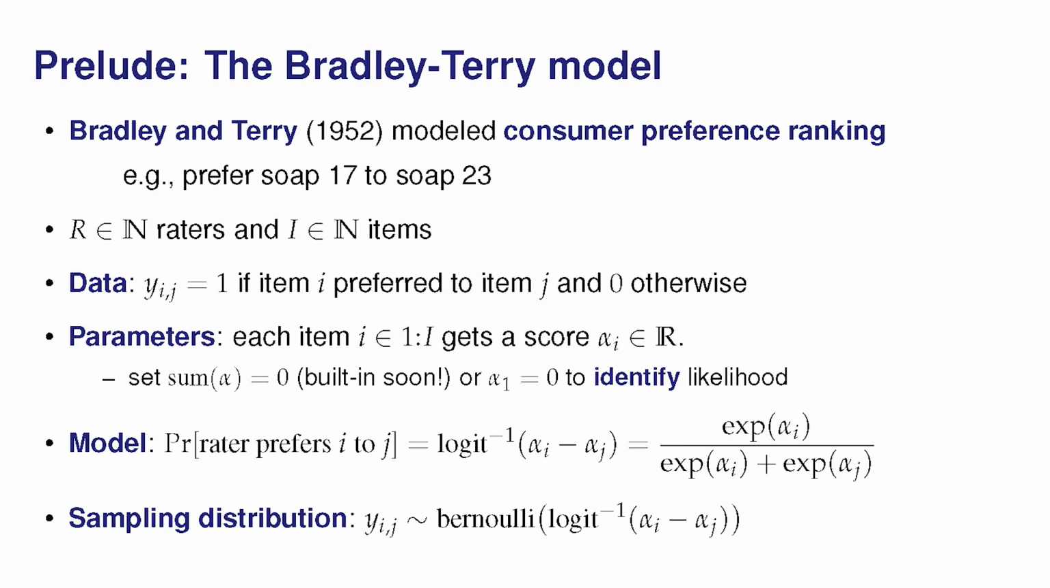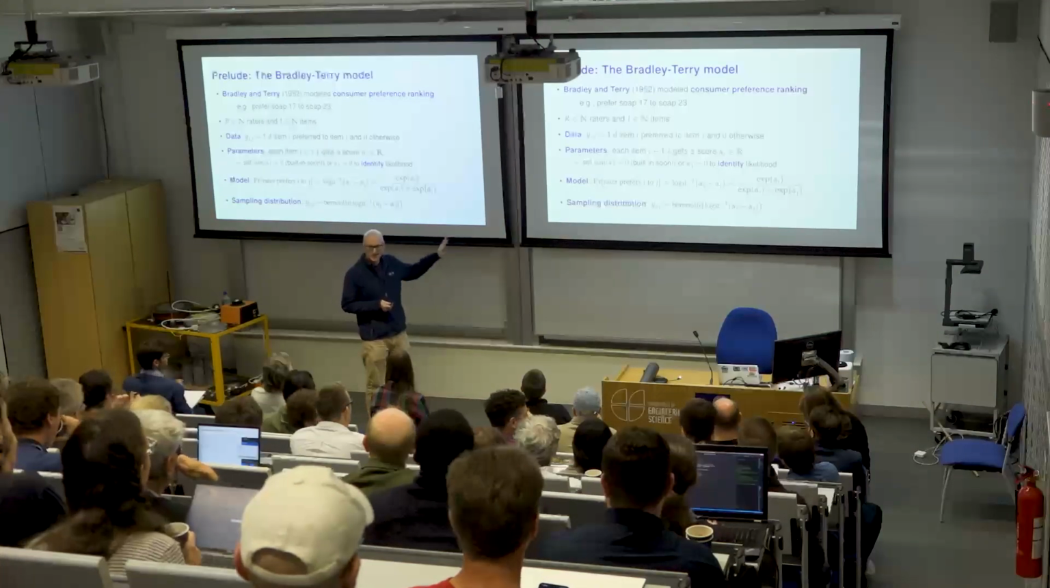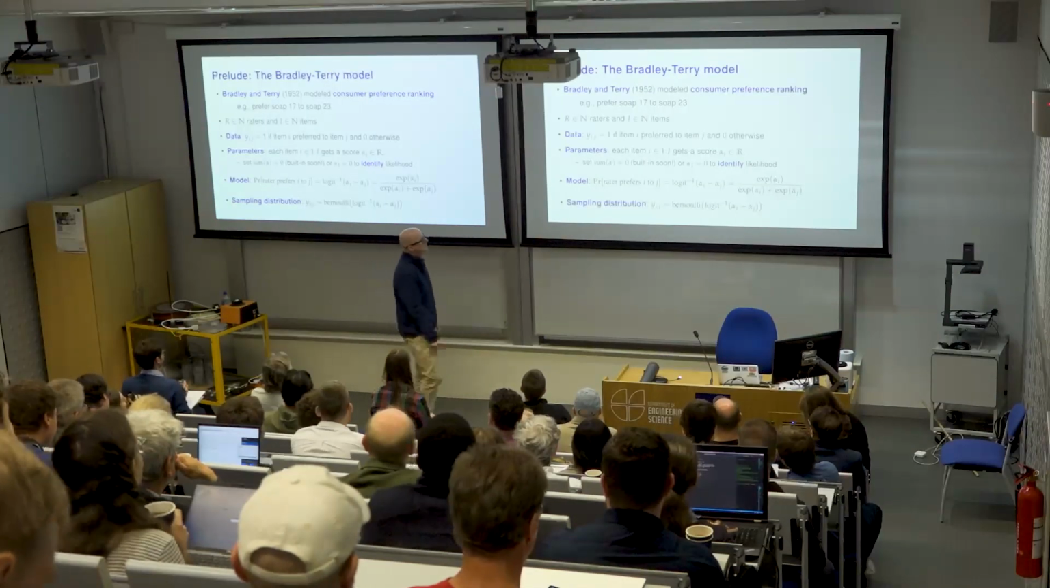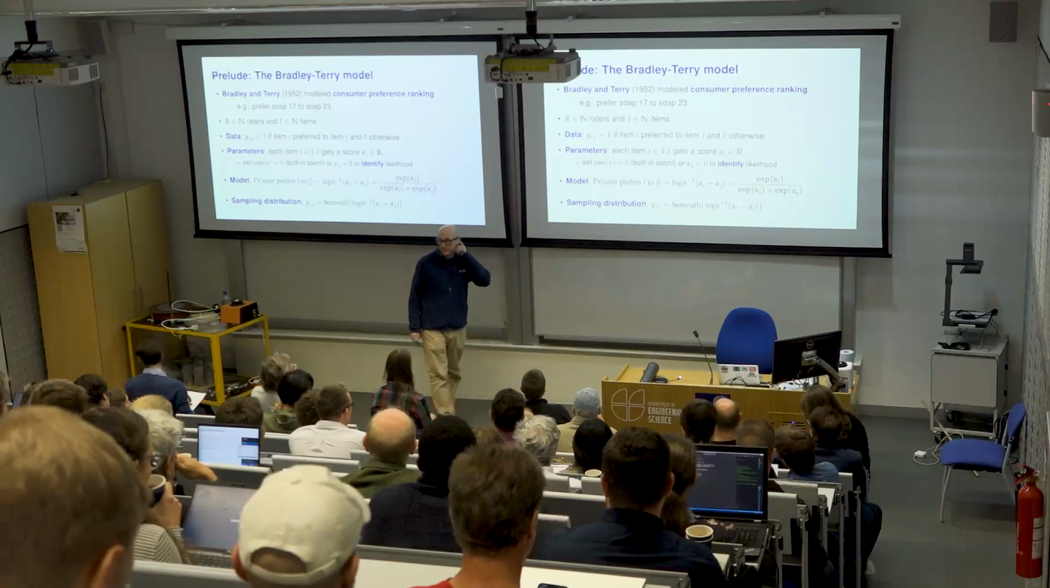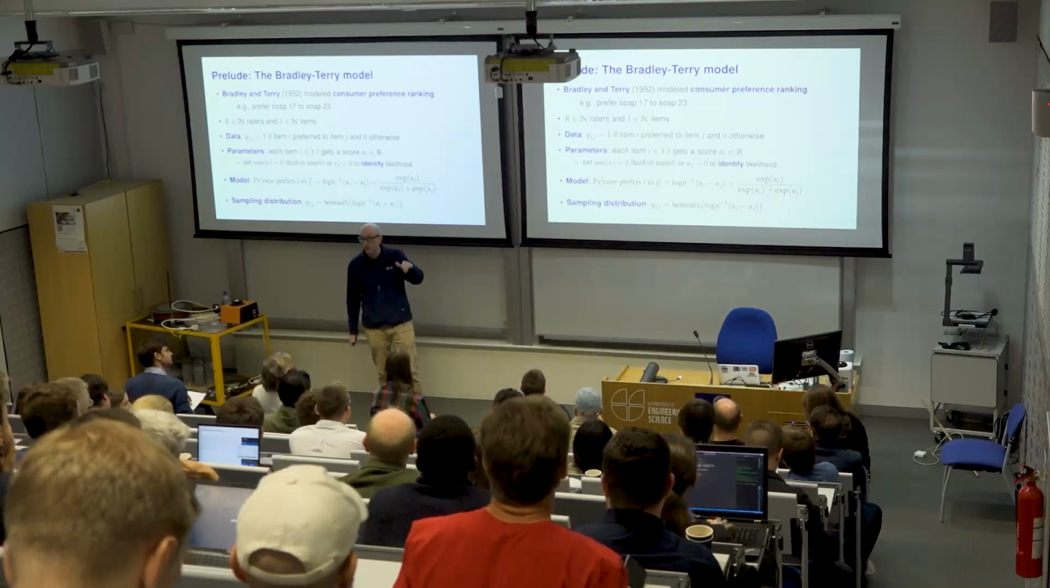Good news, thanks to really cool work by Sean Pinkney, we have a really good sum-to-zero constraint coming out in the next version of Stan. So this will be a lot easier to actually code and more robust. But the model is very simple. The model is just a logistic regression with item effects.